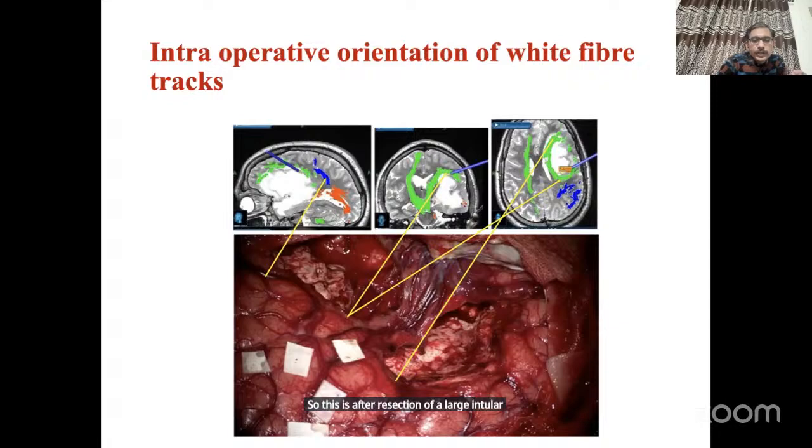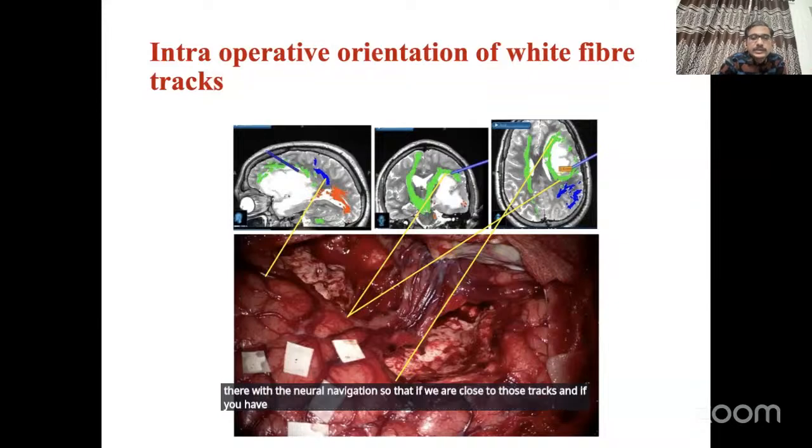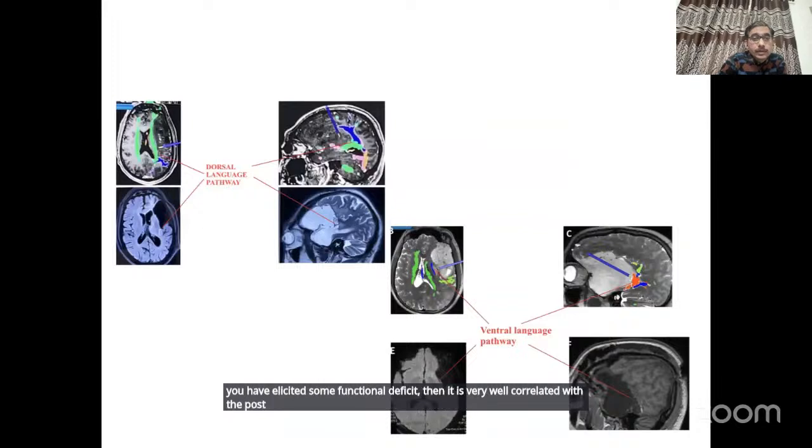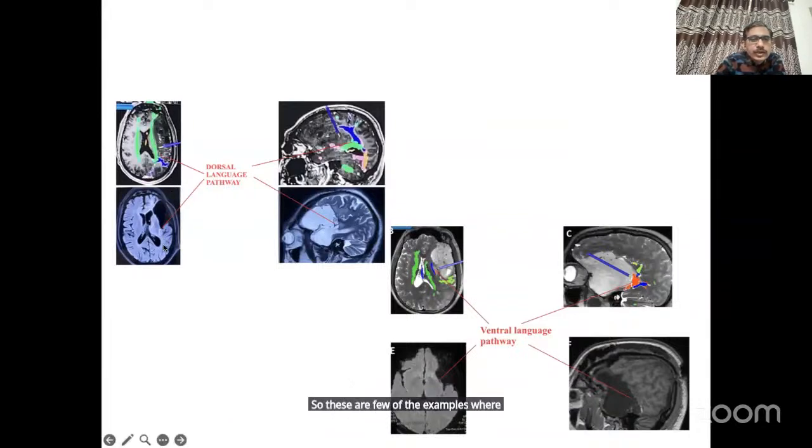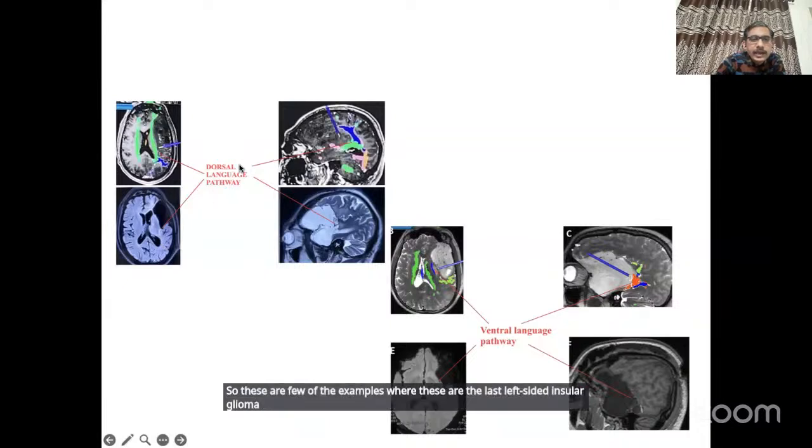If it is possible, then we try to correlate with the intraoperative imaging, if it is there with the neuronavigation, so that if we are close to those tracts and if you have elicited some functional deficit, then it is very well correlated with the postoperative deficit. So these are a few examples. This is a left-sided insular glioma, which is completely resected, and these are the margins where we got the dorsal language pathway. There is some phonemic error, and that was our endpoint.